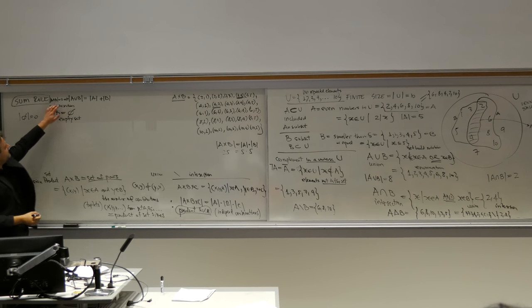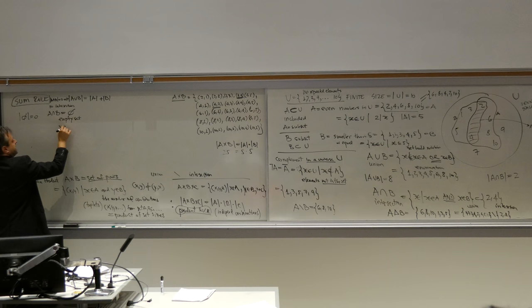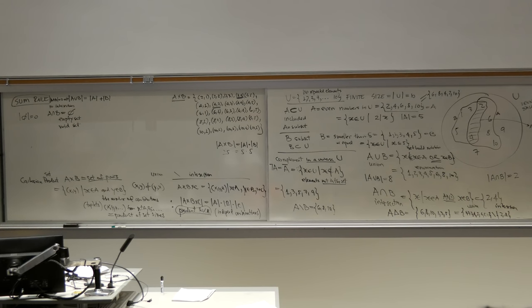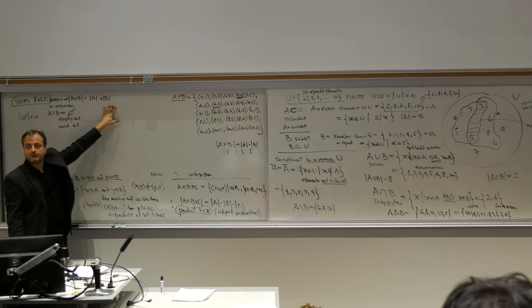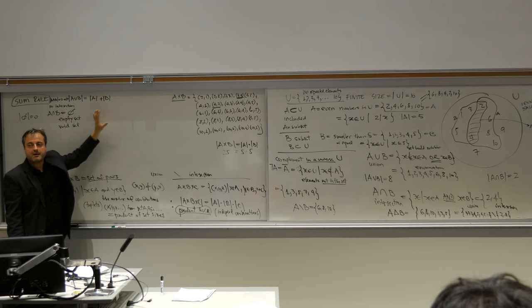So the sum rule says if the intersection is void, this is sometimes called the void set. Depending on what part of the world you go, it's empty set, empty intersection, void set. They mean the same thing, a set with no elements. If there's no intersection, then the union has the size of the two sets added up. Is that true?